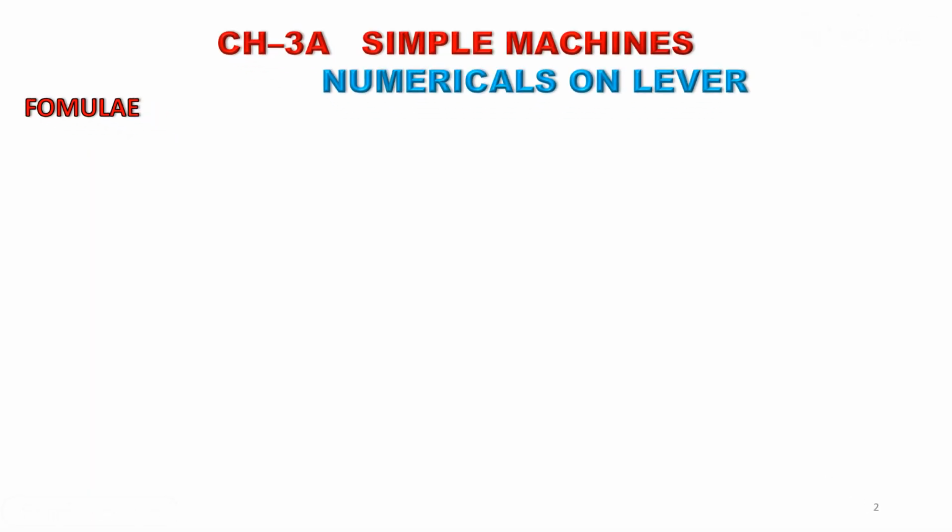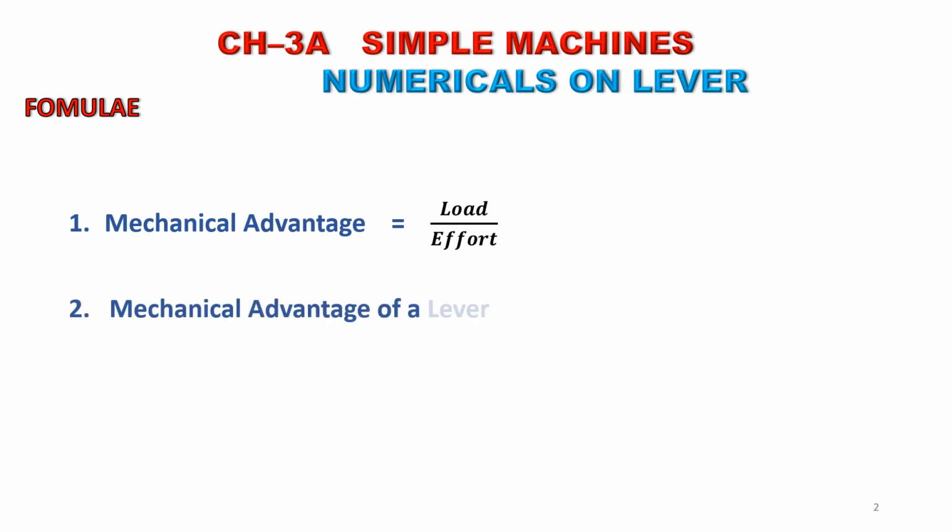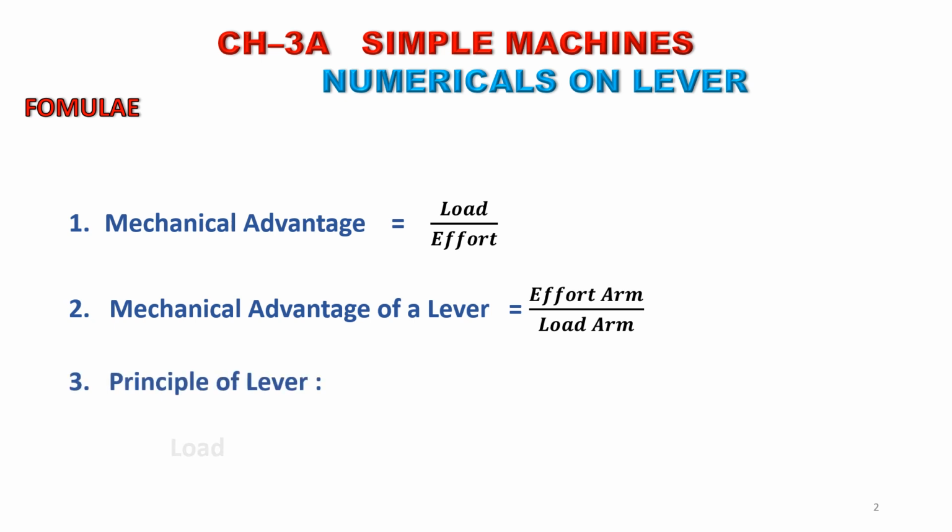But before going on to the numericals, you should know what are the formulas which you are going to use in these numericals. So one is mechanical advantage, which is equal to load by effort. Second is mechanical advantage of a lever, which is equal to effort arm upon load arm. And third is principle of lever, which is equal to load into load arm is equal to effort into effort arm. This principle of lever is also called principle of moments because it is based on principle of moments.